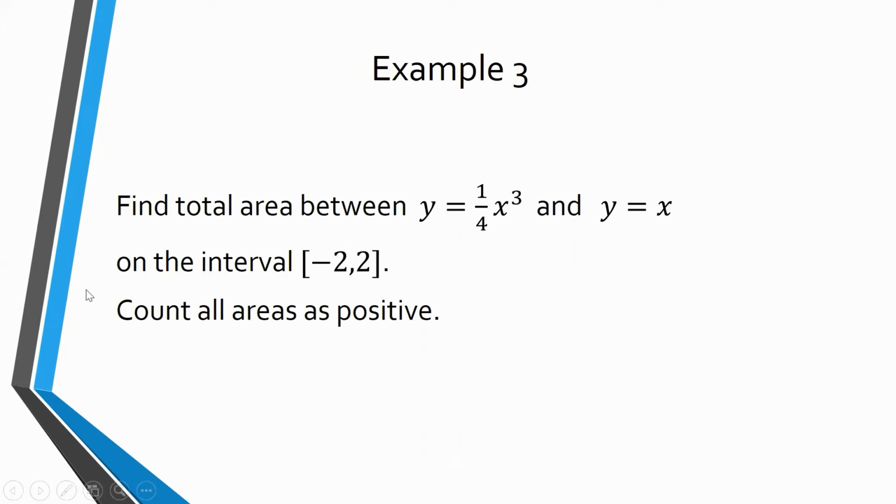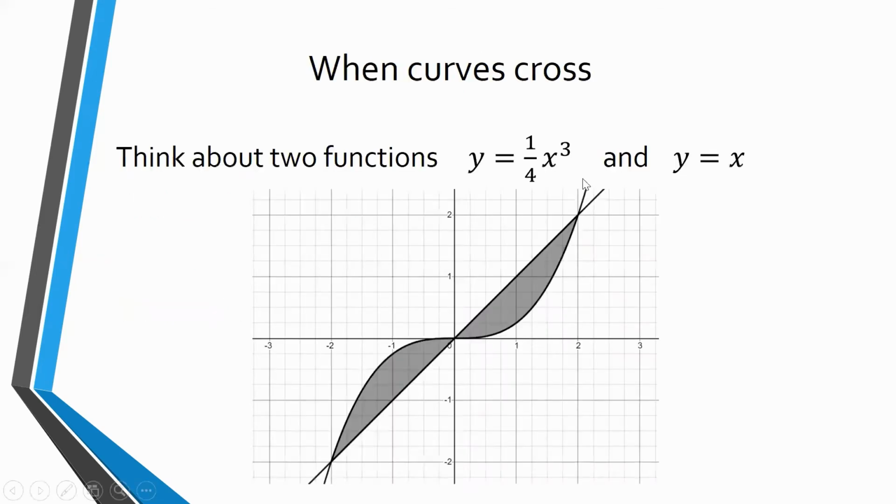We want to find the total area between y equals 1/4 x to the third and y equals x on the interval from -2 to 2, and we're going to count all the areas as positive. This is the same graph that I had, the same functions. You can see from -2 up to 0, y equals 1/4 x to the third is on top, and from 0 to 2, y equals x is on top.